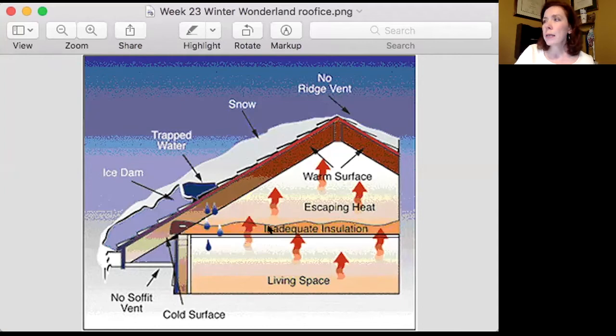So an ice dam is caused by having improper insulation and venting. What will happen is the heat in the living space down here will of course go up, because heat rises into the attic. Because you have inadequate insulation, the snow up here on top of the roof is starting to melt. But over here, where there is no insulation and there is no heat, because this is the soffit and this is the outside, this part doesn't melt. And it stays as ice and snow.